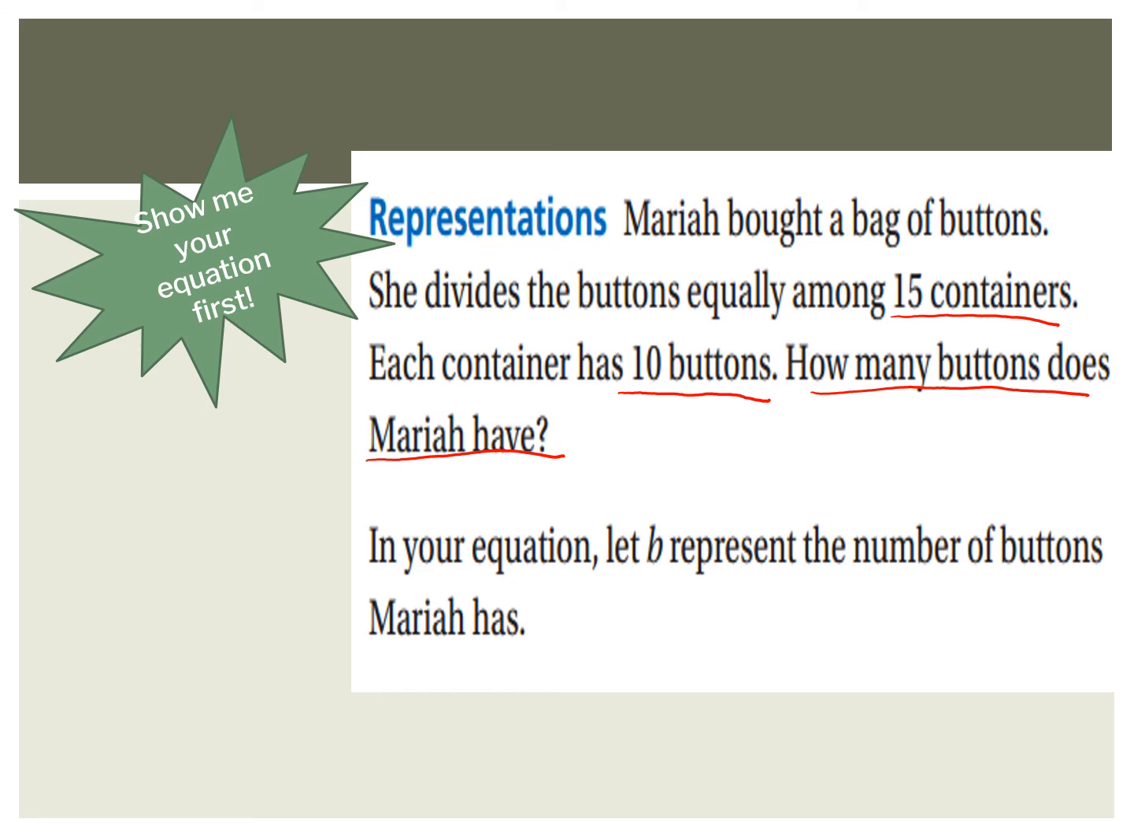So here, B will be the number of buttons she has. So B equals 10 buttons in each container times 15 containers. So then B equals 150.